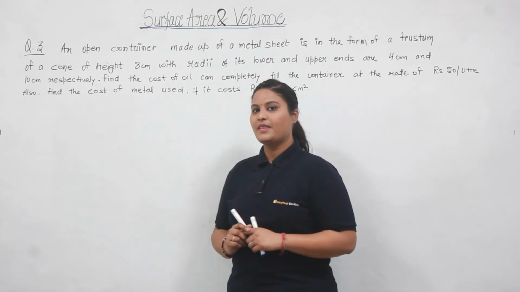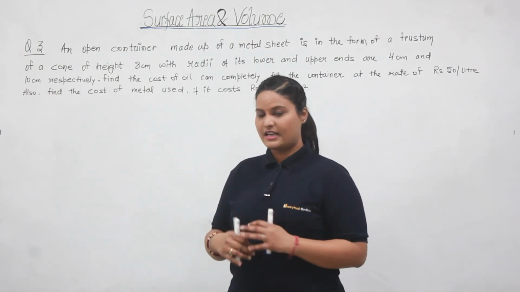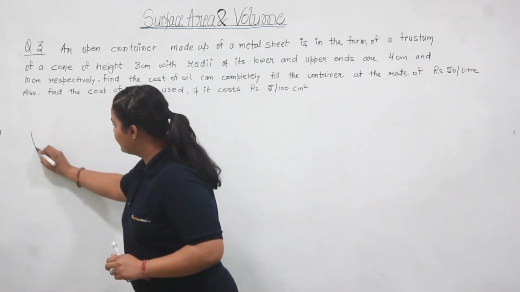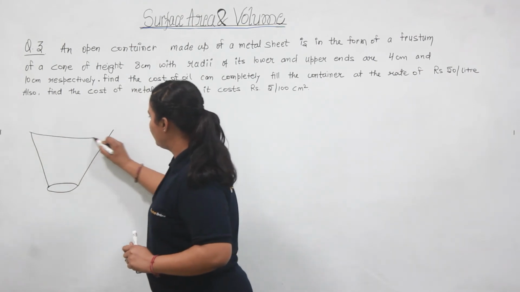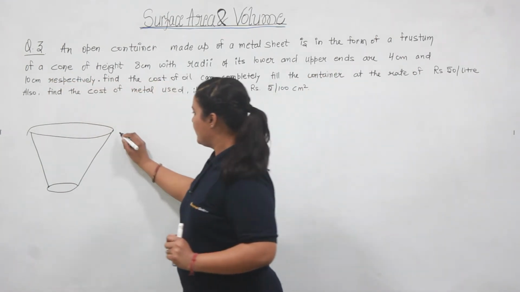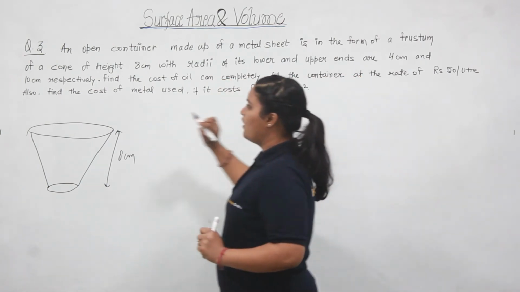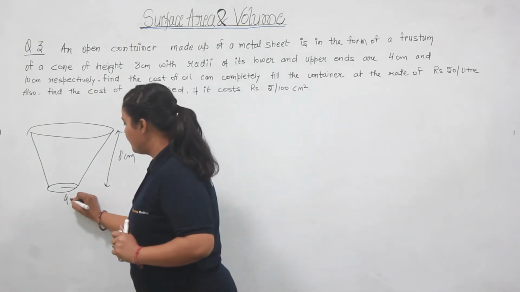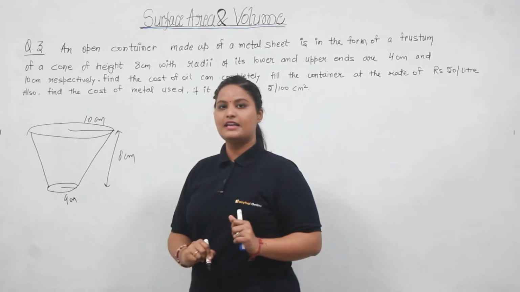Okay class, now come to the third question, and this question will comprise some parts so that you will understand how you can find various types of solutions here. So, an open container made up of a metal sheet. It is an open container, it is like this, right? It means it's a frustum shape. Clear? Now it is in the form of a frustum of a cone of height 8 centimeter, with radii of its lower and upper ends 4 centimeter and 10 centimeter respectively. Easily you can see that this is the lower part, the smaller one, which has radius 4 centimeter, and the larger surface, that is this one, will have 10 centimeter as radius.